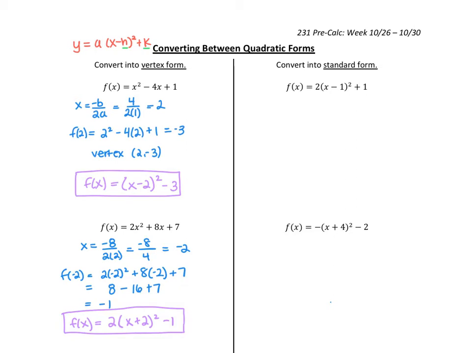And then on the right column, we're going to convert everything into standard form. So again, let's take a look at what that should look like. Everything should be multiplied out, no parentheses, ax squared plus bx plus c. Each term is in order from highest degree to lowest degree. And so to do that, we're going to simply multiply everything out.